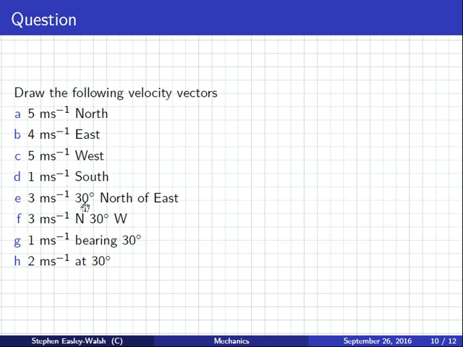So basically this one here, north of east, means start at the east and measure to the north. This one here means start at the north and measure towards the west. This one here means start at north and go clockwise. And this one here is start at east and go anti-clockwise. Yeah? Okay.